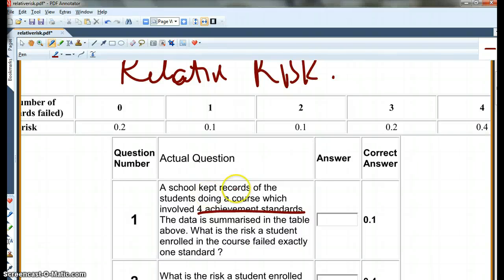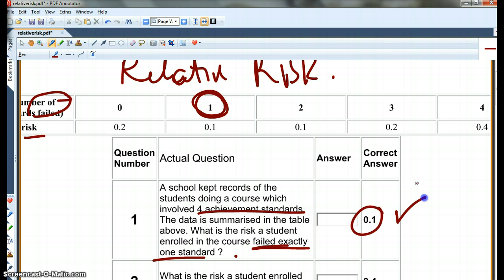We've got relative risk. A school keeps records of students doing a course involved in 4 achievement standards. The data is summarised in the table above. What is the risk a student enrolled in a course failed exactly one standard? So this is the number of standards failed, and it says exactly 1. So there's 1 standard failed. So the risk is 0.1. Okay? So that's where it came from.